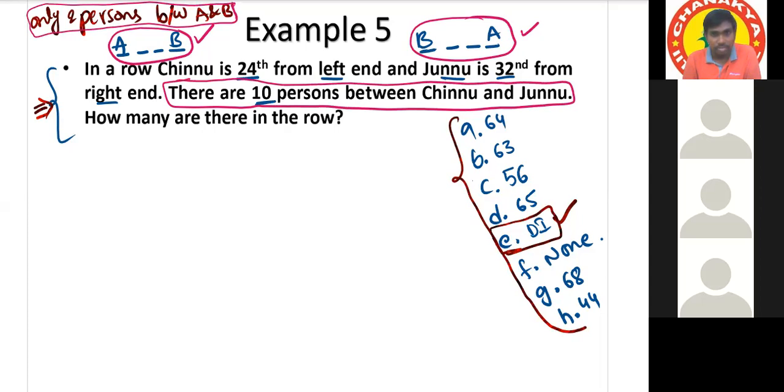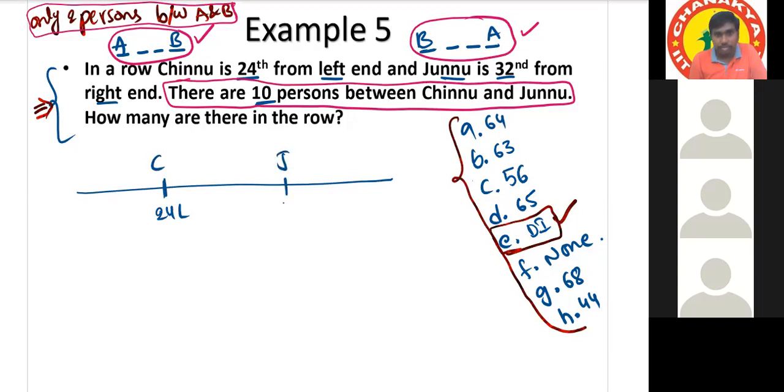Also, sir, we do not know if it's overlap or non-overlap. Yes, in one case it will be overlap and in one case it will be non-overlap. Basically Chinnu may be on the left of Junnu or he can be on the right of Junnu also. Yes or no? Yes, sir. So we need to try both the arrangements. I am trying both. See, suppose this is Chinnu and he is 24th from left hand, and this is Junnu and he is 32nd from right hand.